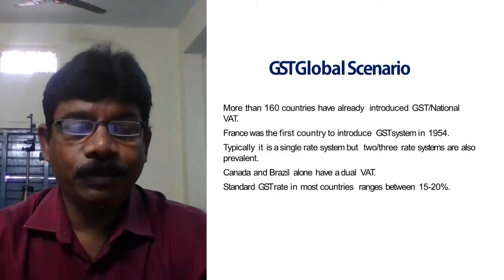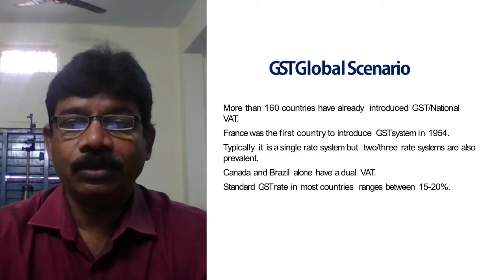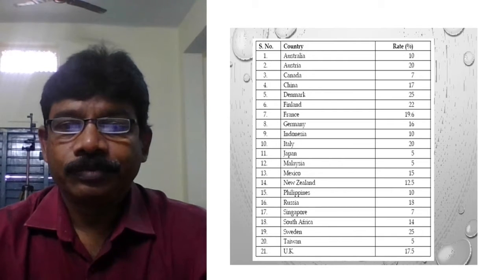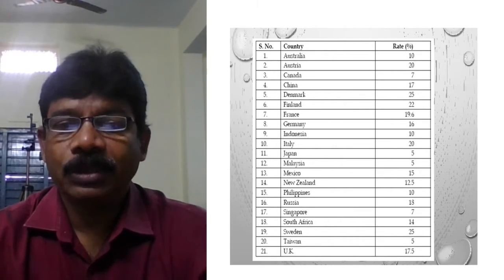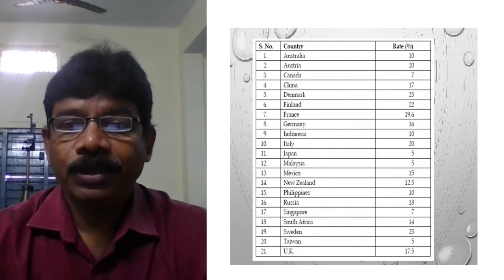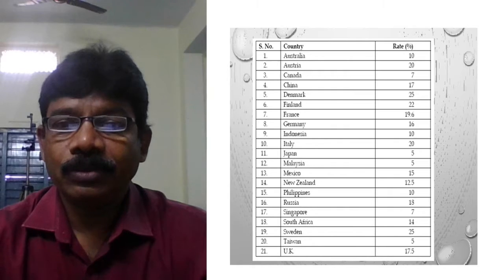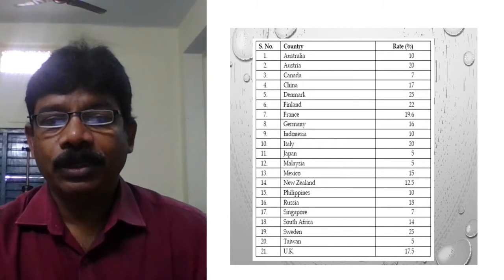You can see Singapore is adopting less than 10% of GST in all goods and services. Look at this slide. Singapore, can you find Singapore? 17th one is Singapore. Only 7% GST is adopted. In many countries, the highest rate is, Austria is charging 20. Denmark is 25. Here our highest GST rate is 28%.